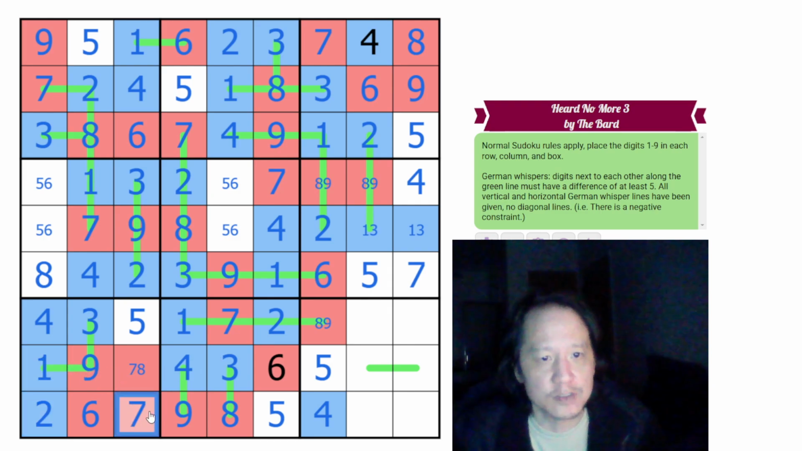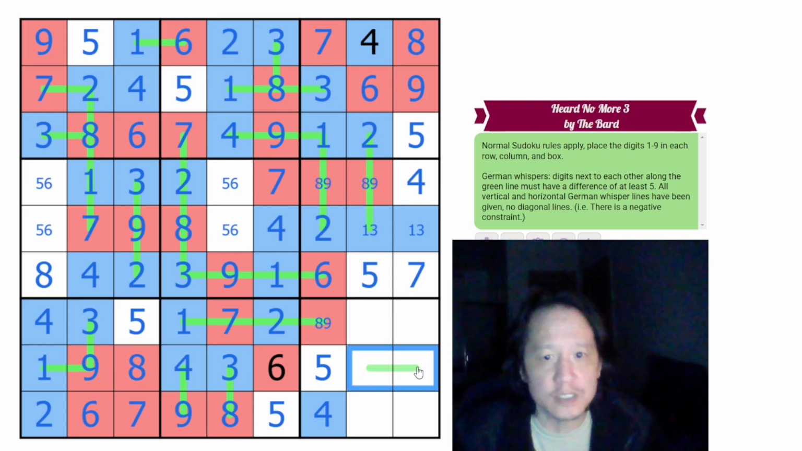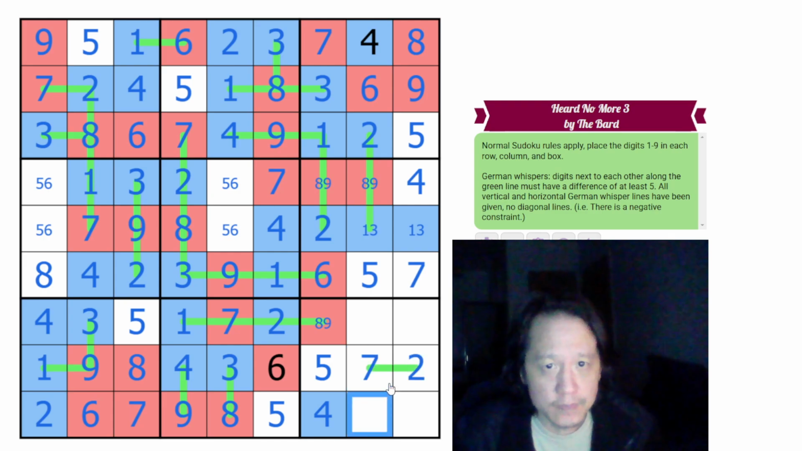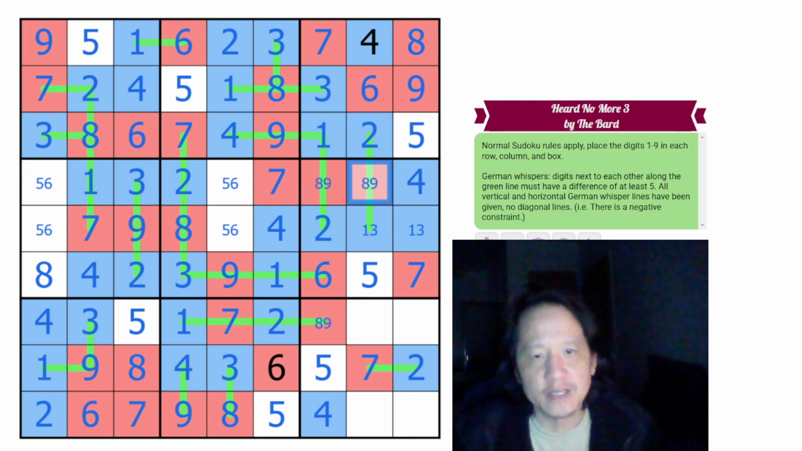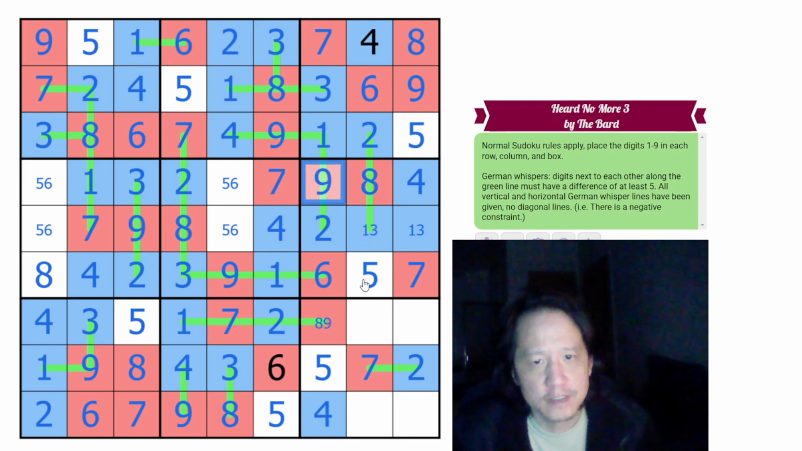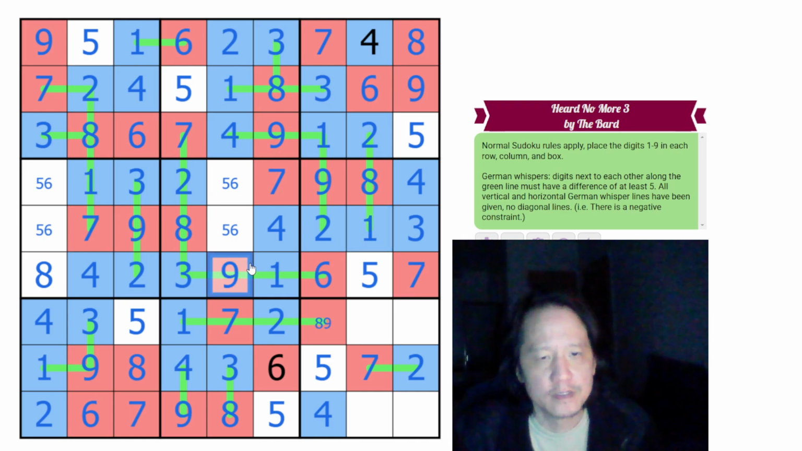This can't be 6, so this is 7, which makes that an 8. And the remaining digits here are 2 and 7. This can't be 7, so this is 2, which makes that 7. This is a low, this is a high, this is a high, this is a low. This can't be 9 because the 4 and the 9 would then have a German whisper line between them. So this is an 8, which makes this a 9. This can't be 1 because then there would be a German whisper line between these two cells. So this must be 3, this must be 1.